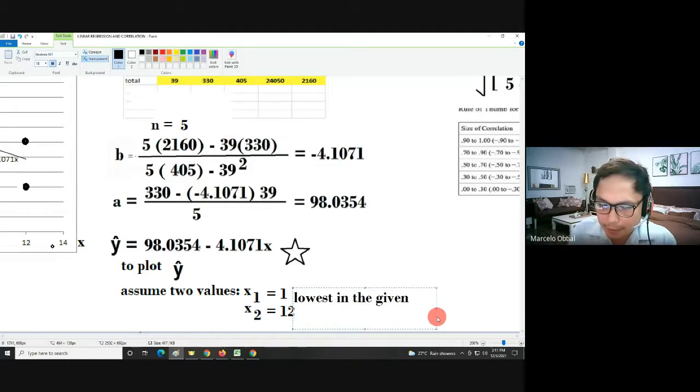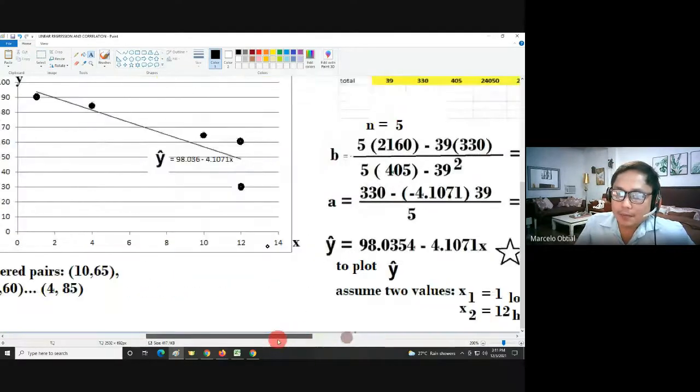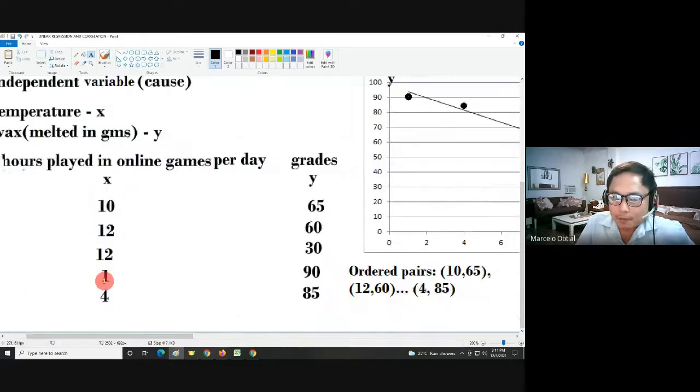And 12 is highest in the given. Okay? Now, do not use what is given on the table, no? Kasi sabi mo, sir, we will use x sub 1, 1, then 2. Di ba given naman siya ng pag 1 dito, 90? Di ba? Kapag 12, it's either 30 or 60. Why not use those values? Hindi doon yun po pwede, class, ha?